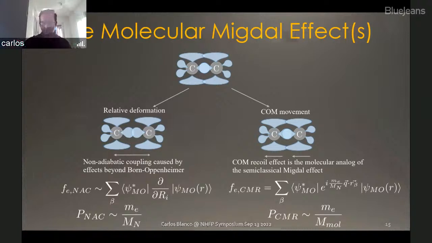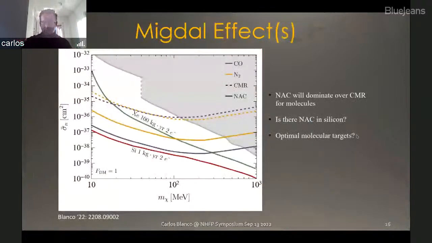And in that case, you suffer a penalty that's much less than that of the center of mass movement, because you only scale as 1 over the mass of the atom. And so when you put this all together, you find that even for the simplest molecules that you can think of, carbon monoxide or nitrogen, you're already at parity with silicon, which raises two questions. One, is there this non-adiabatic coupling effect in silicon that's yet to be calculated? And two, can you choose optimal targets that can optimize this non-adiabatic effect?